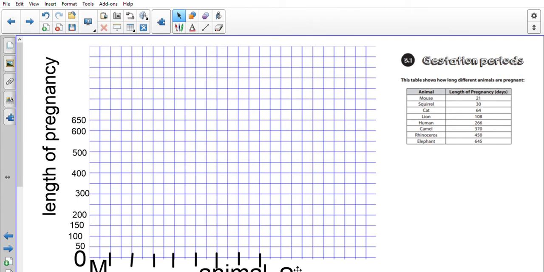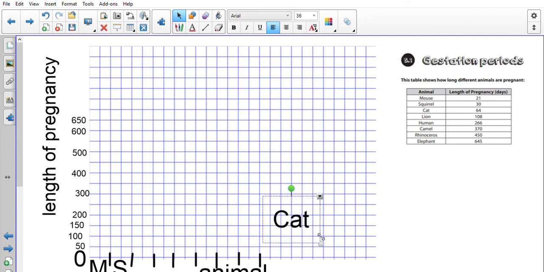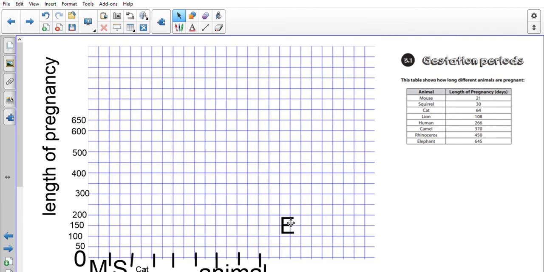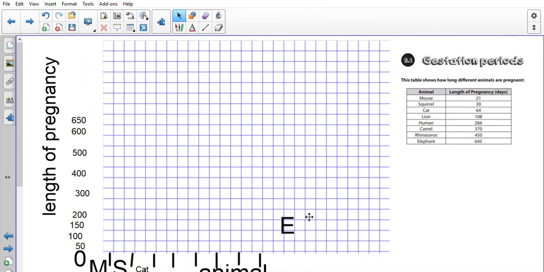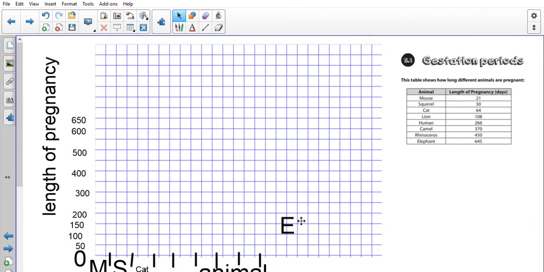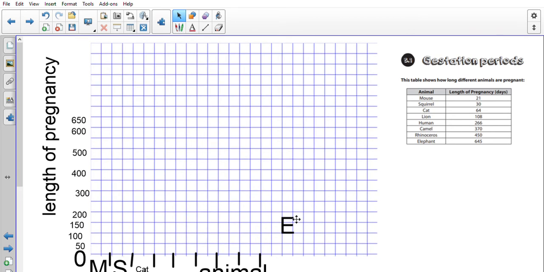squirrel. These go inside because we're drawing the bar. Oh, cat. So we'll actually write cat. It's only short, so we'll just make that smaller. Elephant. Oh, I've messed that up now. Where was it? There we go. And elephant.